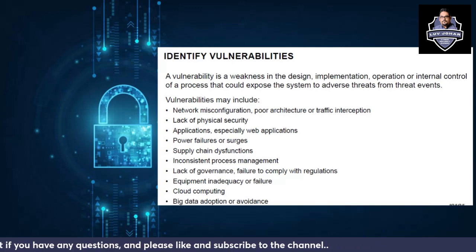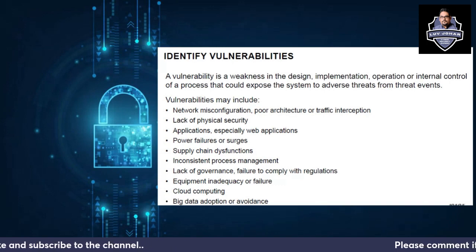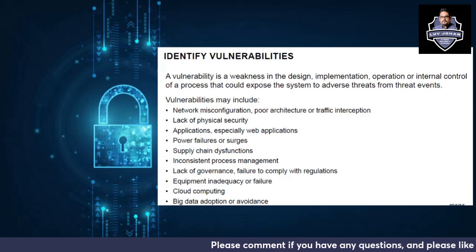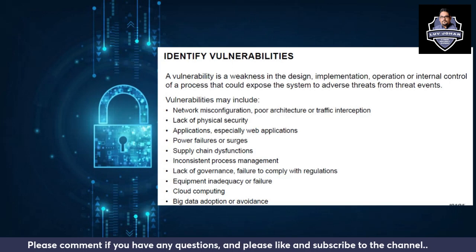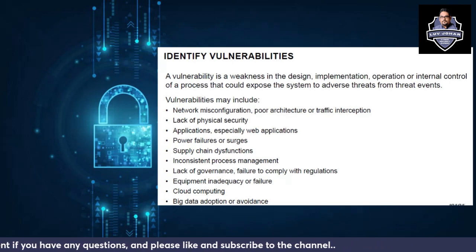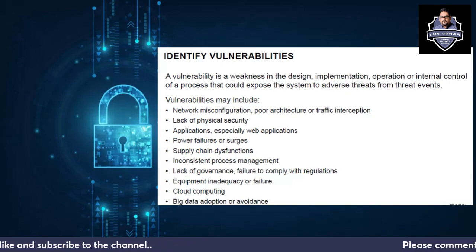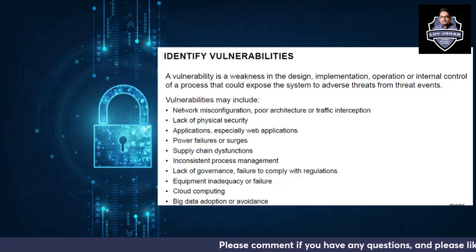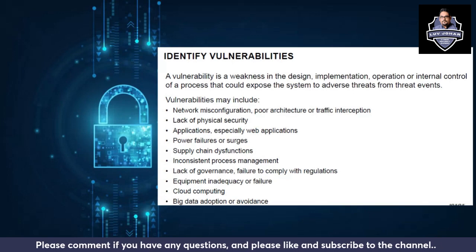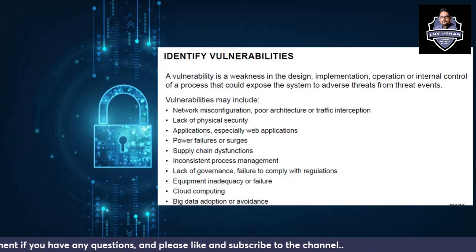Network misconfiguration, such as using the default admin passwords on the network hardware devices, or any software tools that you have for networking with the default credentials. Again, network misconfiguration could result in a weakness, because hackers can guess these credentials, which are easily available on websites. Poor architecture for the network, no redundancy in place, no failovers in place in the network, or traffic interception are again part of vulnerabilities. Applications, power failures, supply chain dysfunctions, all these are part of vulnerabilities.